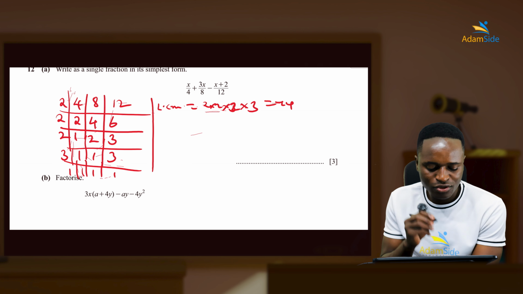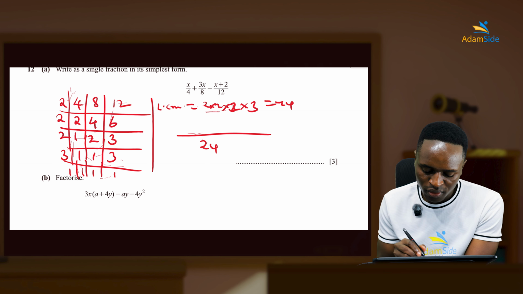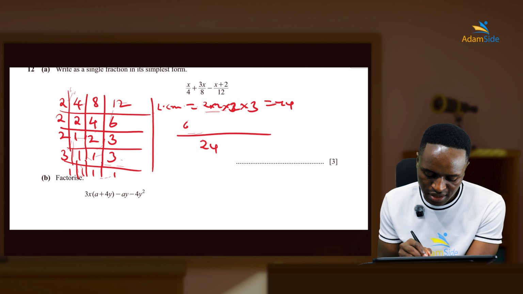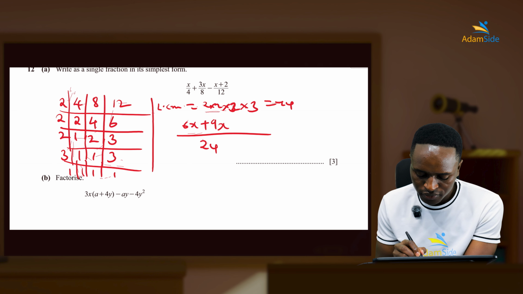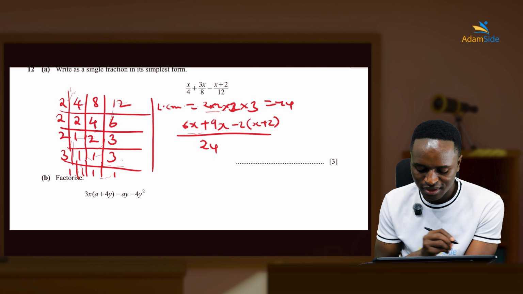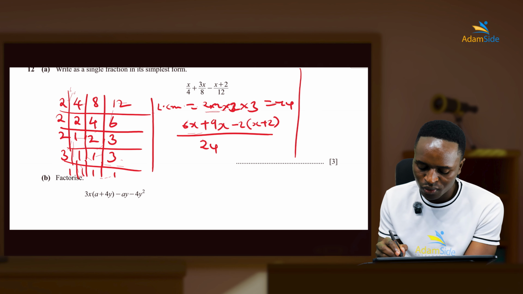Then let's put them over 24. So write it as a single fraction in simplest form. That's simple. So they have 24. 24 divided by 4 is 6. 6 times x is 6x. Plus 24 divided by 8 is 3. 3 times 3x is 9x. 24 divided by 12 is 2. So here is where the trick is. Minus 2 into x plus 2. That's it. This is where the trick is. If you understand that area, you get your answer.